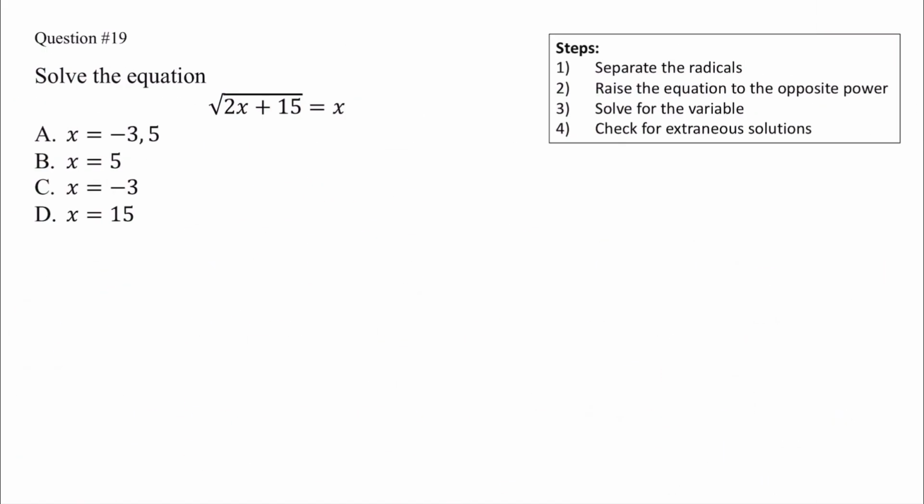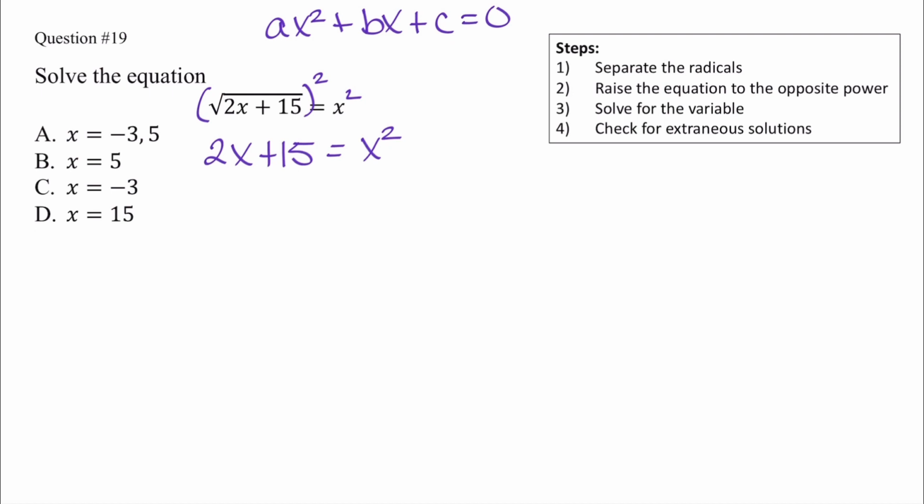So let's try now solving this equation. This is a square root equation. Okay, so when we solve a square root equation, remember we want to get the square root by itself, and then we're going to square both sides. So when we square both sides, on the left we have 2x plus 15, and then on the right side we have x squared. So now notice this is a quadratic, so we want to set it equal to 0, right? We want it to be an ax squared plus bx plus c equals 0 form.